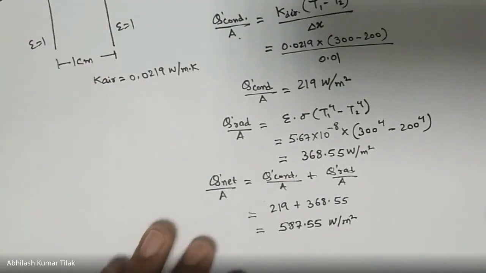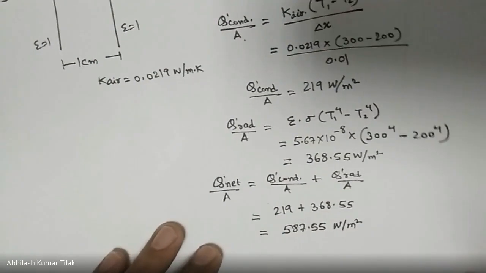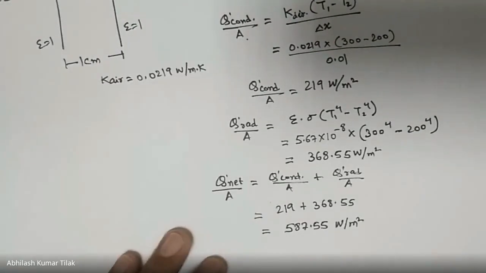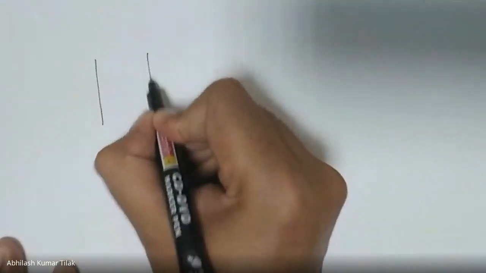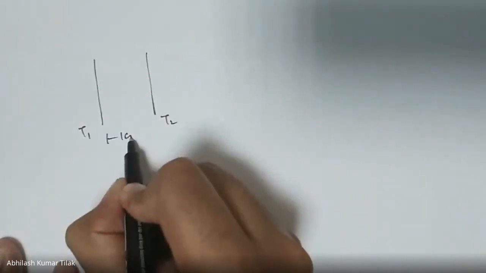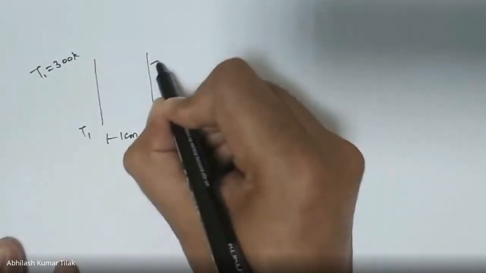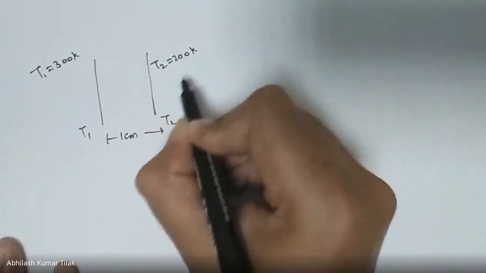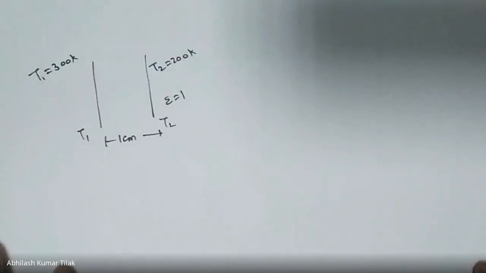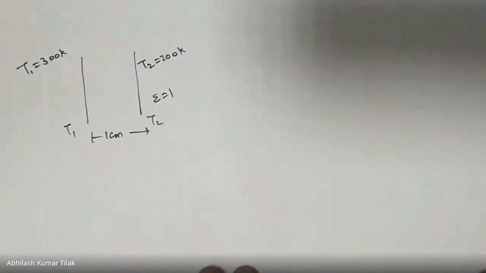Now let us move to the second part of the question, which says that it is evacuated now. That means there is no presence of any air or any medium in there. So there are two plates, T1 and T2, and they are 1 centimeter apart. T1 is at 300 Kelvin, T2 is at 200 Kelvin. Both are black surfaces. So now the second part is saying that.